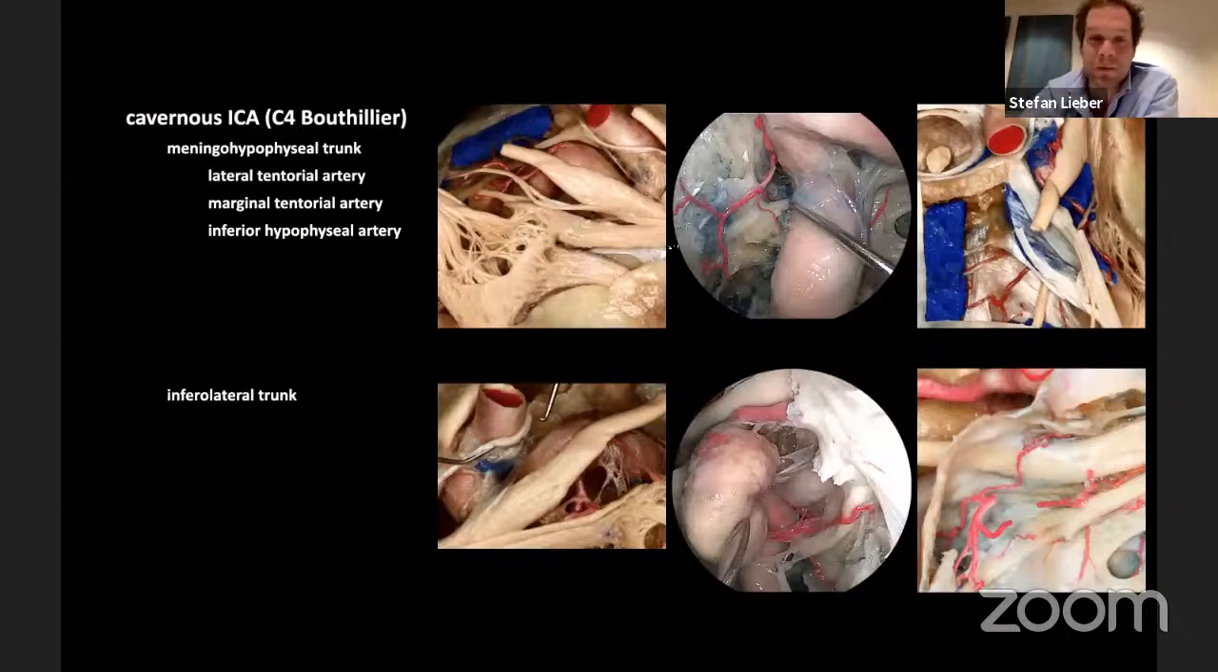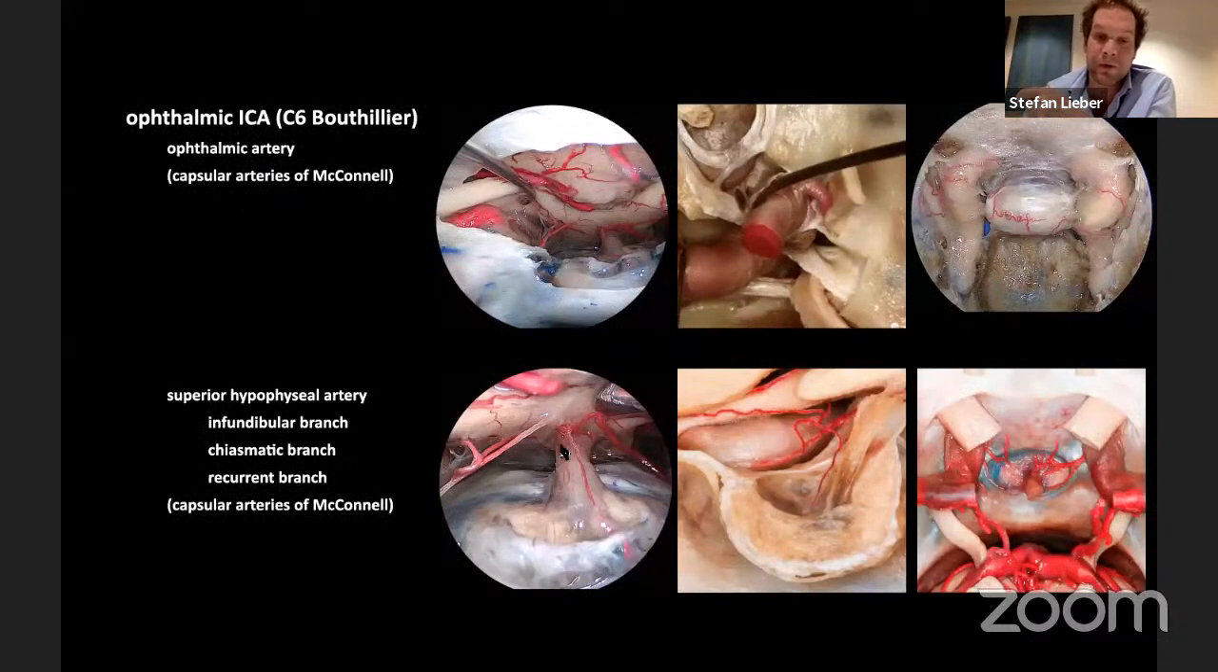I make this short. Just some of the microvasculature, as I said: inferior hypophyseal artery and inferolateral trunk encountered in the cavernous sinus. Meningohypophyseal trunk, superior hypophyseal artery, connecting or supplying the chiasma, optic nerve, and infundibulum.